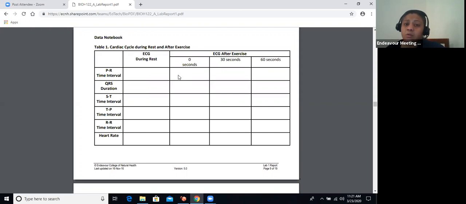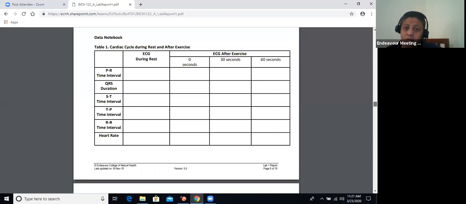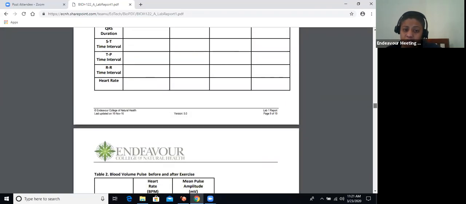Okay, so immediately after the exercise, we record these changes again, and that's when we look at the 0 seconds, so the beginning of the exercise, then at 30 seconds, so halfway through, you can say, right, and at 60 seconds. Okay, so at the end of 1 minute of the exercise. So this is done during the exercise when the person is actually doing the exercise.